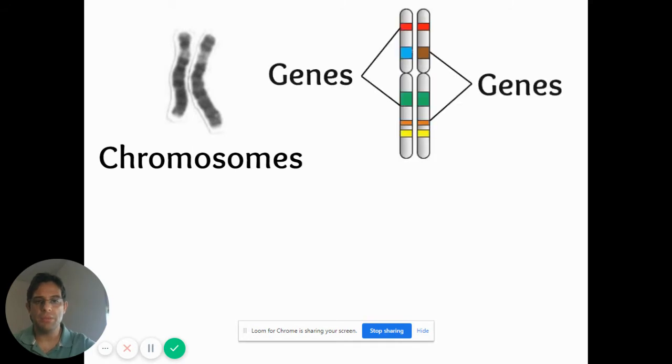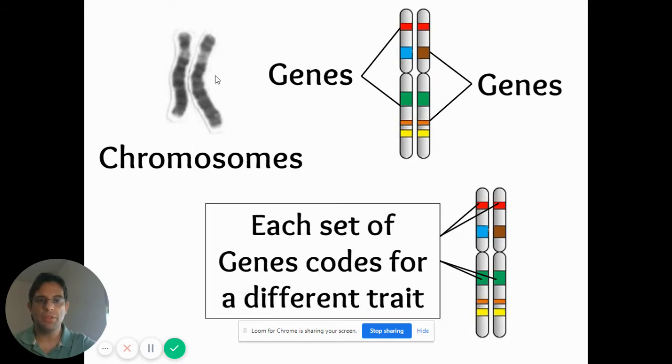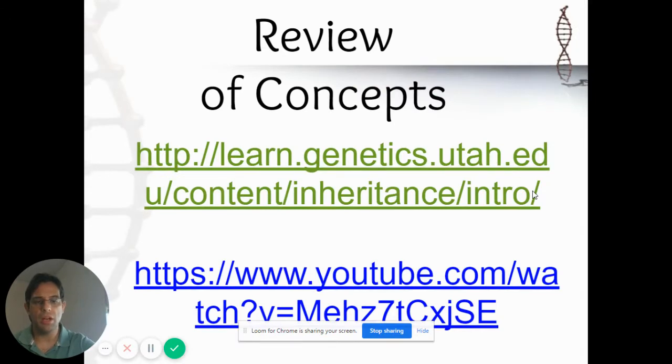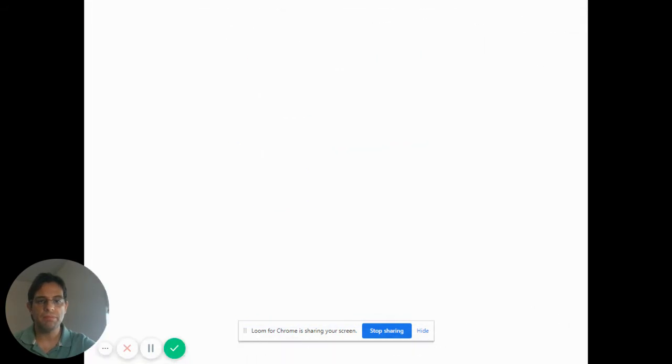Let's analyze the chromosomes. This is a real picture from a microscope, and this is the illustration. A chromosome comes from one pair from dad, another pair from mom, and they have areas we call genes that code for specific traits. So each set of genes codes for different traits. You can check also or review these concepts in either one of these links.